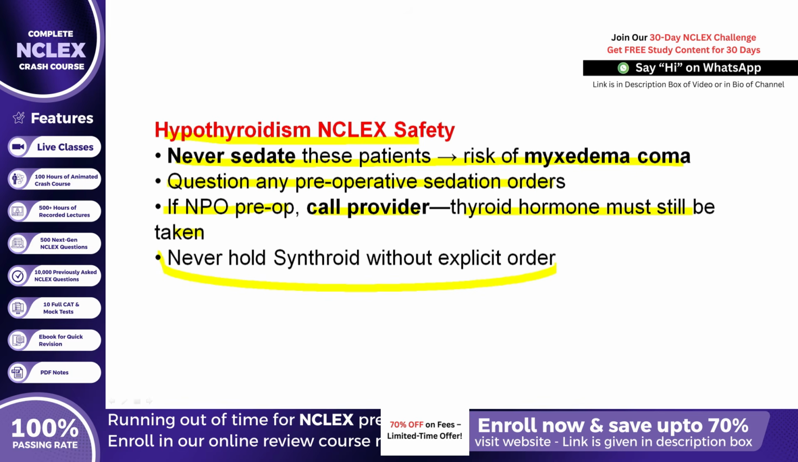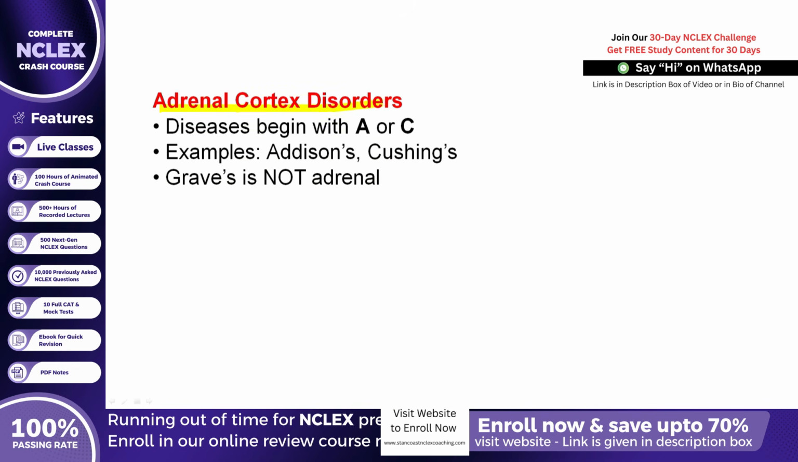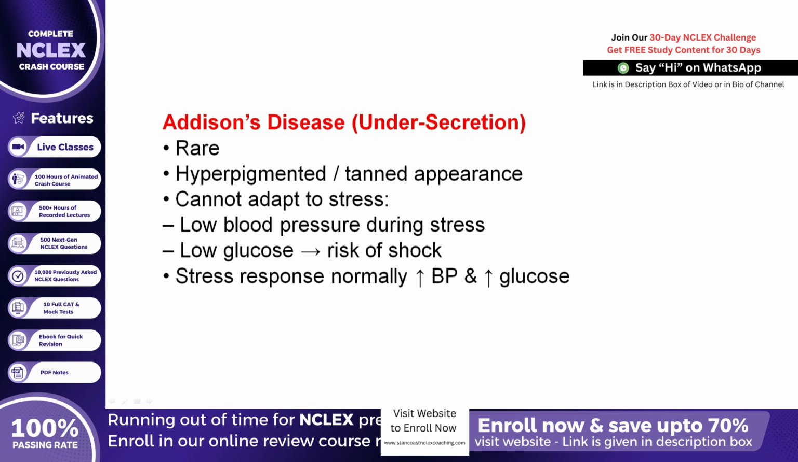Now, shifting into adrenal cortex disorders, we start by remembering that these diseases begin with the letters A or C. As we think of examples, conditions such as Addison's disease and Cushing's syndrome fall under adrenal cortex disorders. And to clarify for NCLEX accuracy, Graves' disease is not an adrenal disorder. As we move on to Addison's disease, we begin by noting that it is a rare condition.